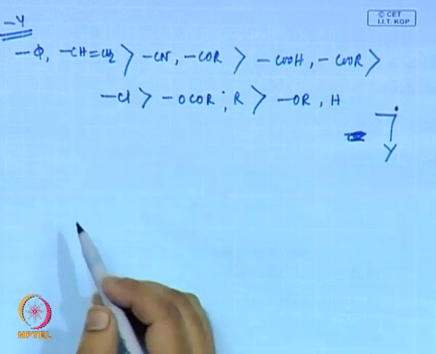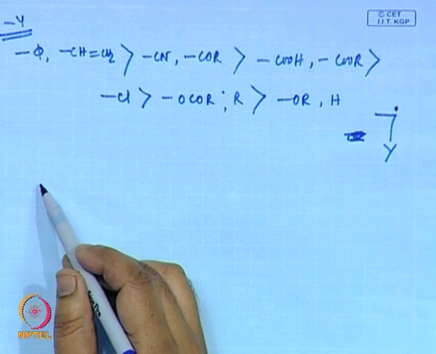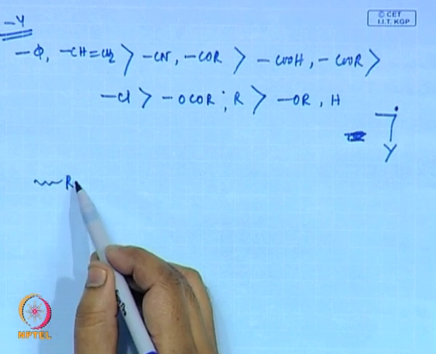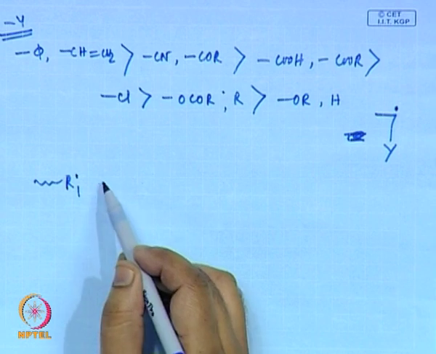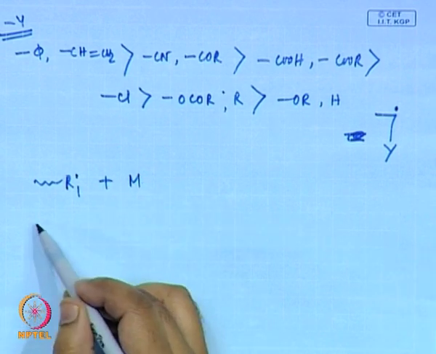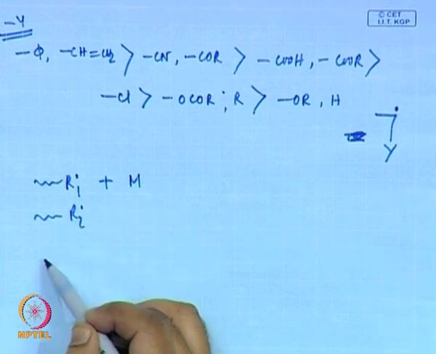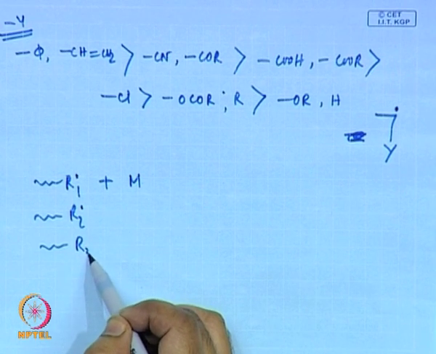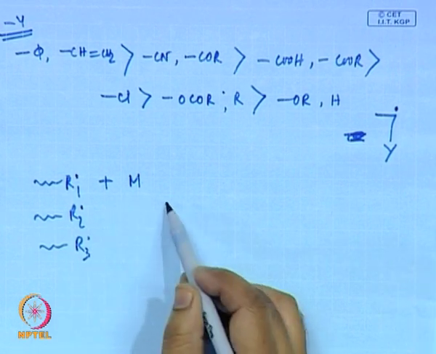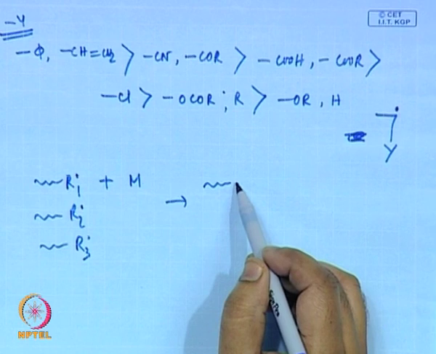Now, if I want to compare the reactivity of different radicals with a single monomer, then what will it give?